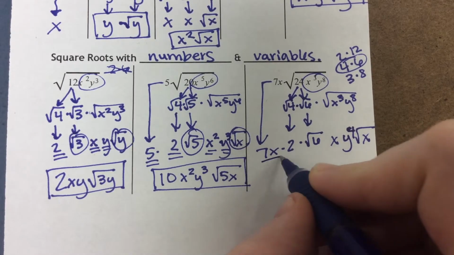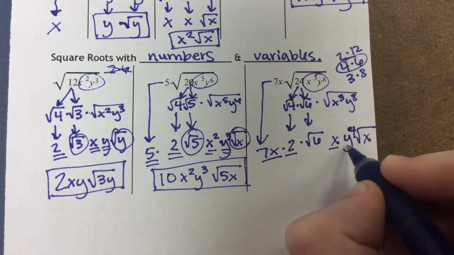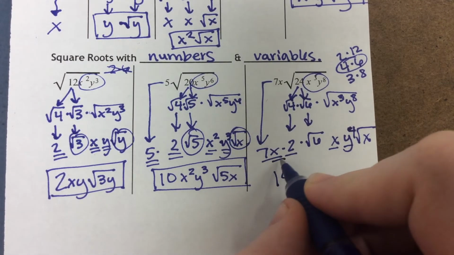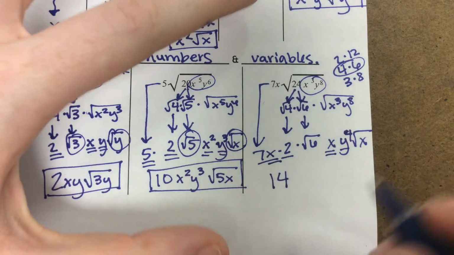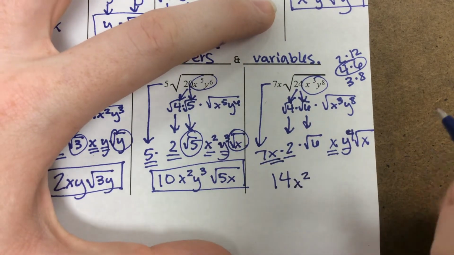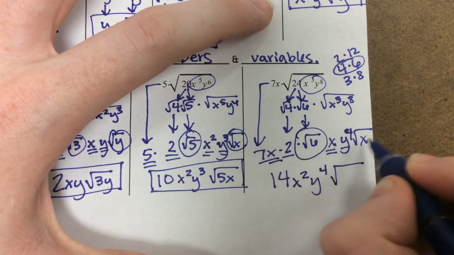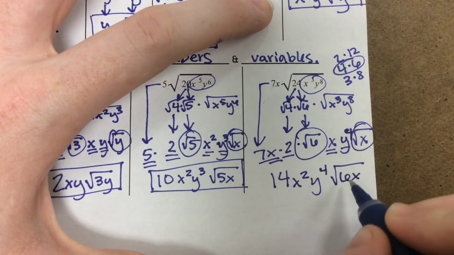So we're going to multiply 7x times 2 times x times y to the 4th. So 7 times 2 is 14. We have this x and this x, so x times x would be x squared. So when we combine those, that's x squared, and then we have that y to the 4th. And then what's left inside of our square root is 6 and an x.